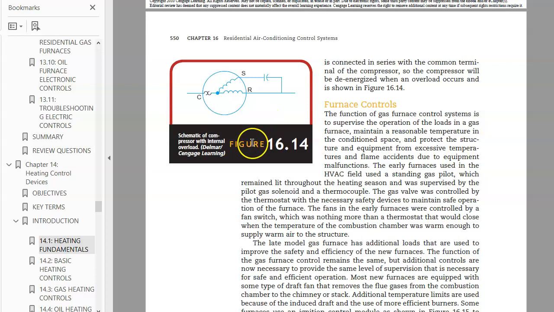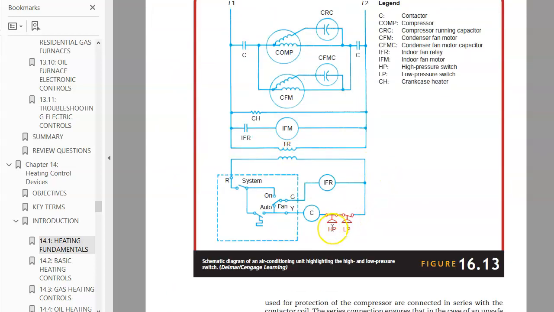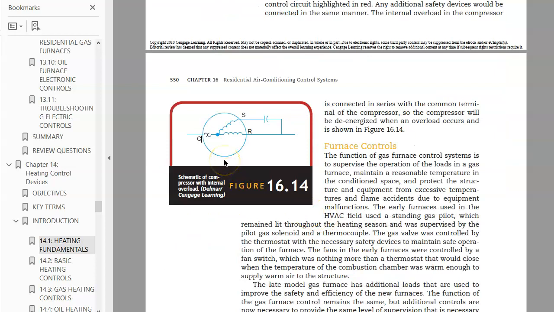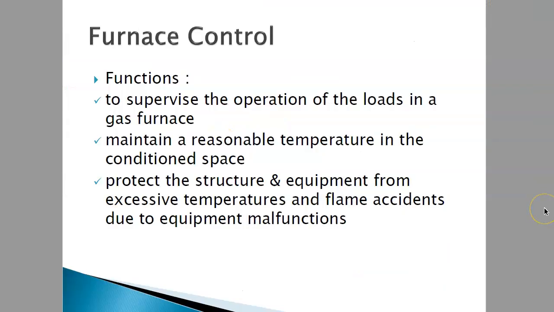Okay, before we jump to furnace control, other than having a high pressure switch and low pressure switch in series with the relay contactor, the compressor also has internal overloads inside it. So when the load is too big, this overload will break off and the compressor will not have any electricity.